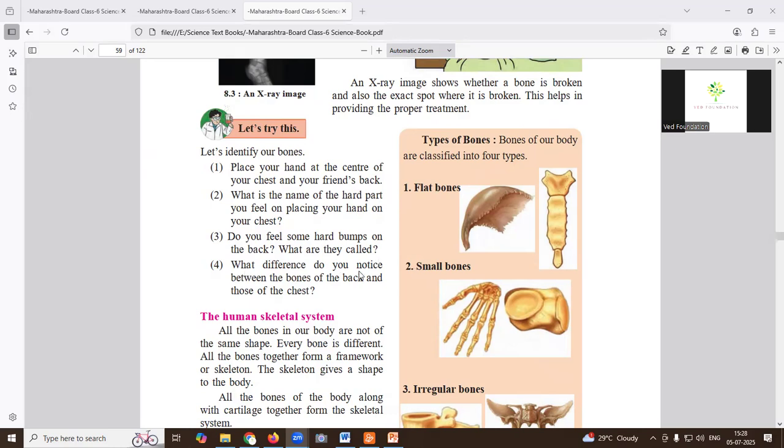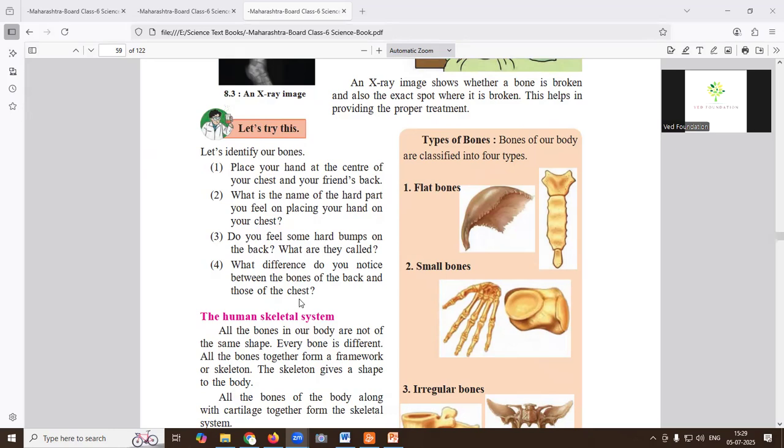Next question is, what difference do you notice between the bones of the back and those of the chest? The bones of the chest form a protective cage for the heart and lungs. It is the rib cage, made of ribs and sternum. Bones of the back, the vertebrae, are irregular in shape and stacked one above the other to form the spine, which supports the body and protects the spinal cord.